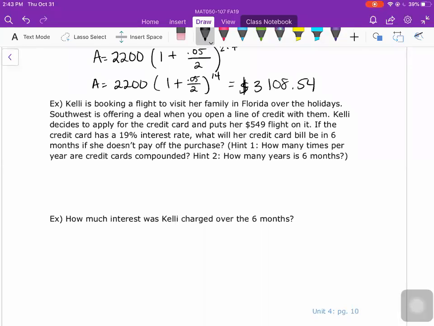So this is actually real life. I was booking my flight for the holidays and they had this promotion. I didn't do it, but I looked at the interest rate for that credit card. So this is a real application. This is like 2 weeks old. This is recent. So we would use the A equals P formula? I have some hints here. My first hint is how many times a year are credit cards compounded?